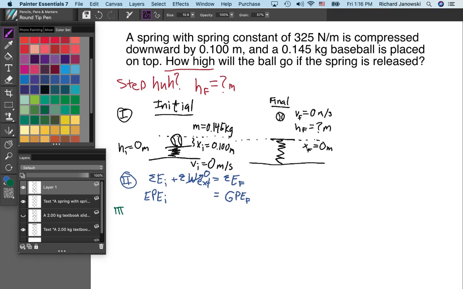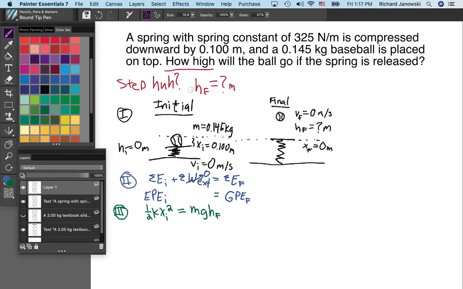So if you'll remember, step 3 is math. So turn the things into the things. EPE initial. So think about your formula for EPE. That is 1/2 kx initial squared. And this is equal to GPE final. So try to remember your formula for GPE: mg h final. So now I have this little equation, and we've got to figure out which of these things are we actually looking for.